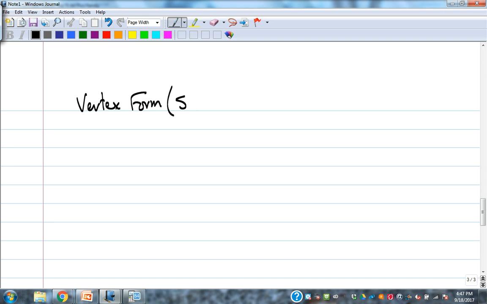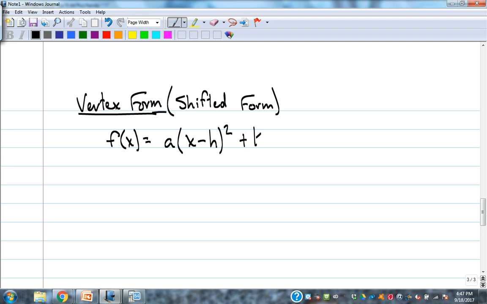Vertex form, also called shifted form, depending on where you go to school. Vertex form is what I've always called it, but I've seen it in books called shifted form. Vertex form looks like this: f of x equals a parentheses x minus h squared plus k. It's a wonderful form for some things. It's not so nice for other things, but it's pretty nice for a few things. It makes a little bit more work on the others. So each form has its own strengths and weaknesses.